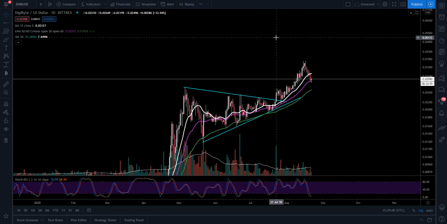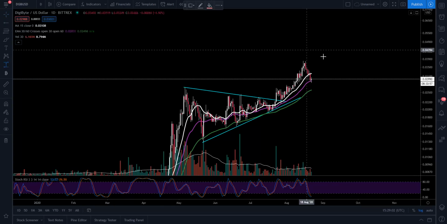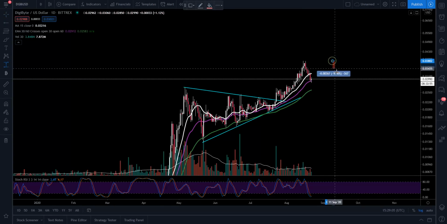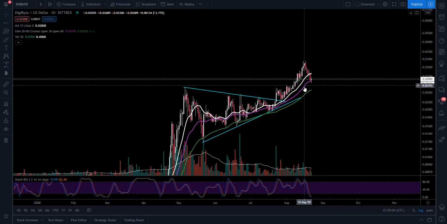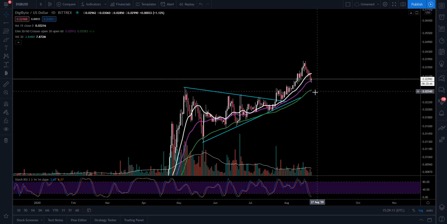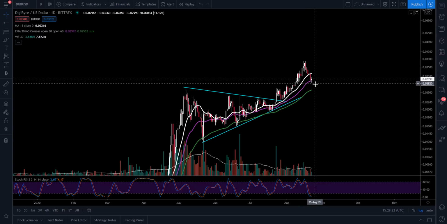So for Digibyte up here, since our tweezer tops, we've had a pretty good sell-off. We've dropped about 21%. So now what we're looking to do is see if we can find that support off this 30 or this 60 if we do continue to drop down. If we drop down to the 60, that's going to be at 0.02587.